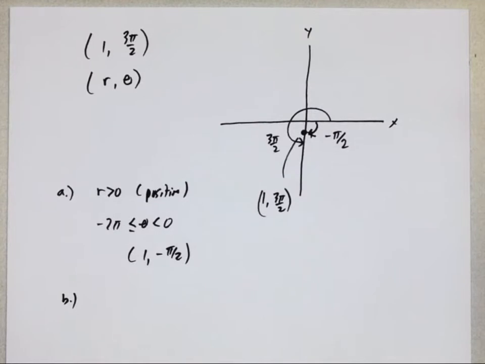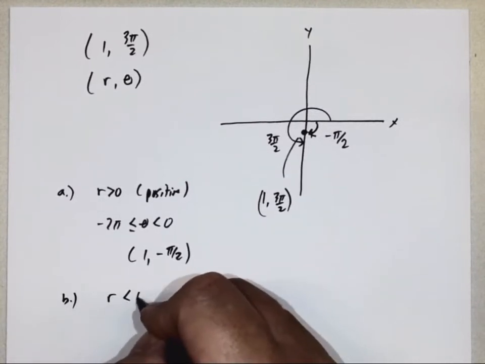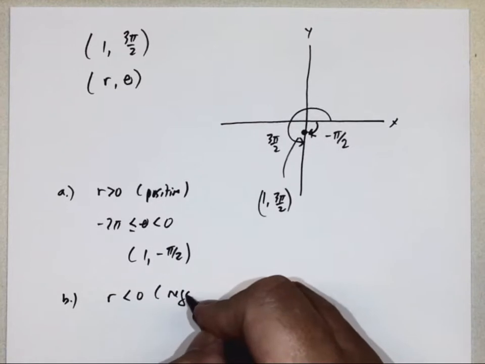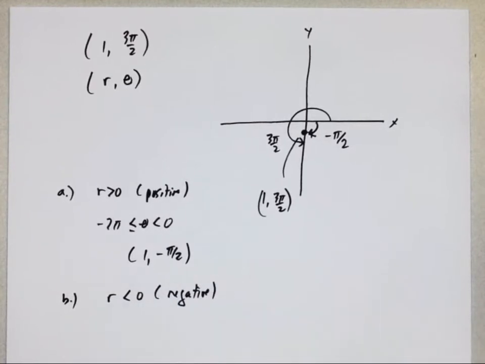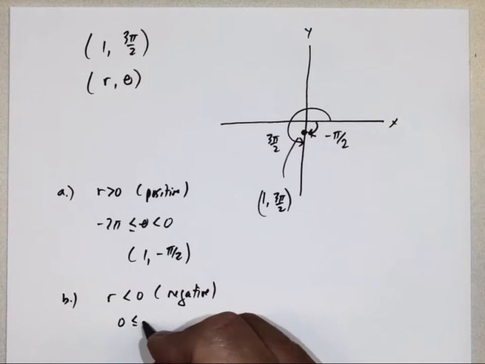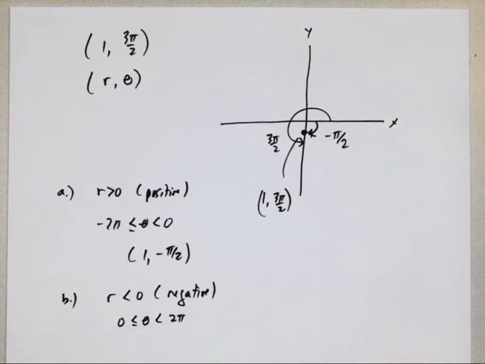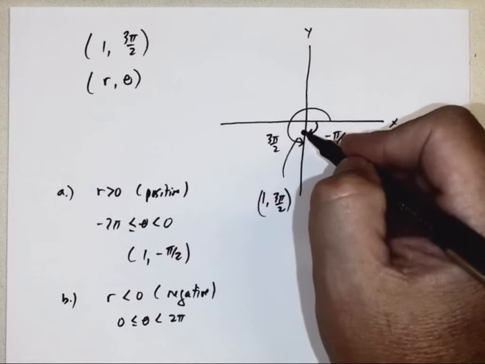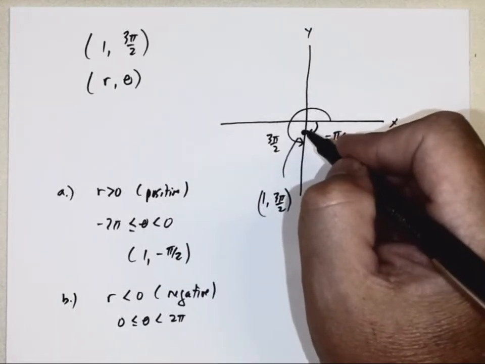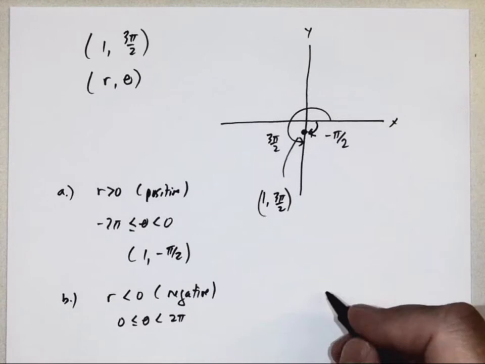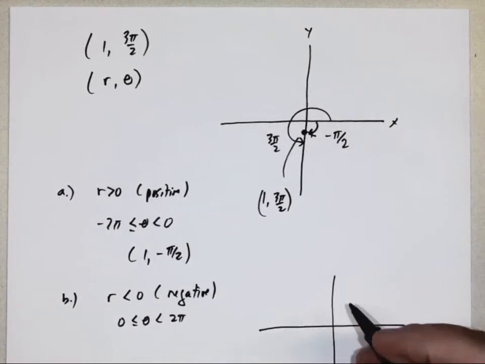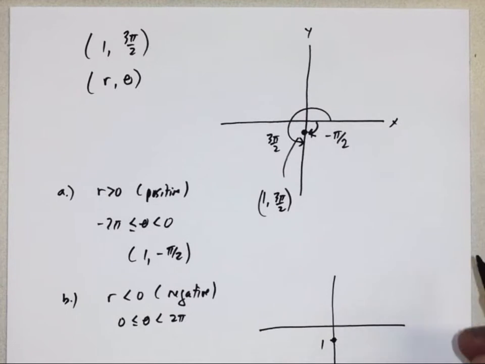Now for part B, they switch it up and they say, okay, now find a point. They want R to be negative, but they want the angle to be positive. So think to yourself, I got to go find a positive angle. Let me redraw it. I got to go find a positive angle, and I end up here. Positive angle and a negative R. So that means when I get my angle, the negative R is going to go in the opposite direction.